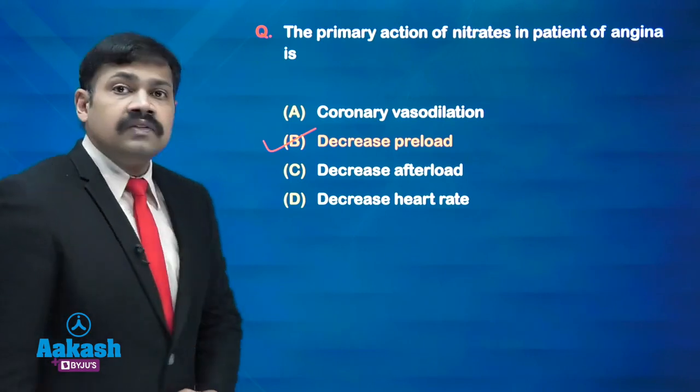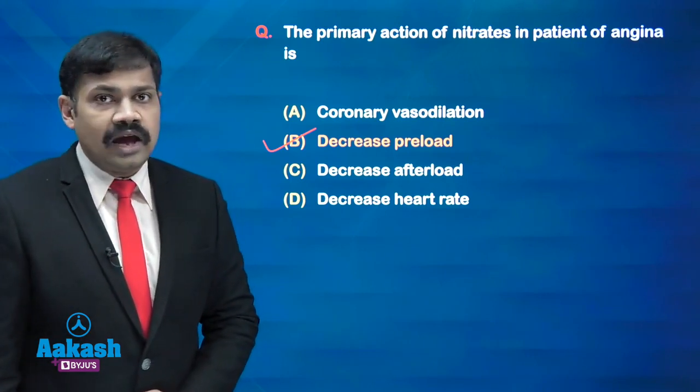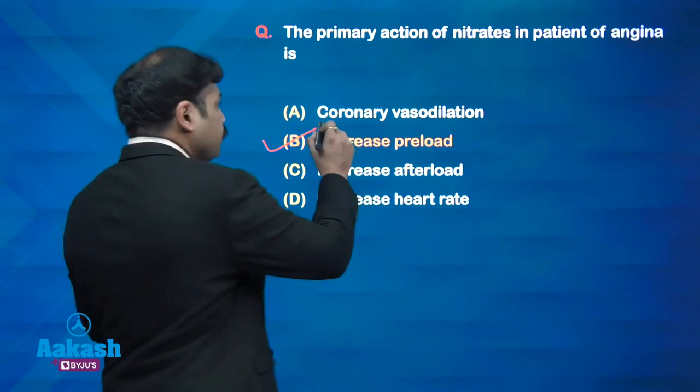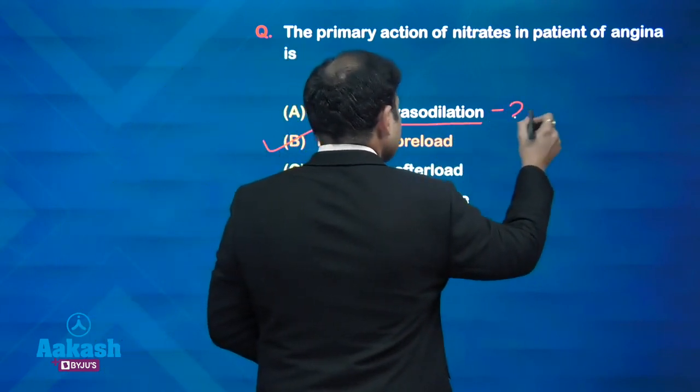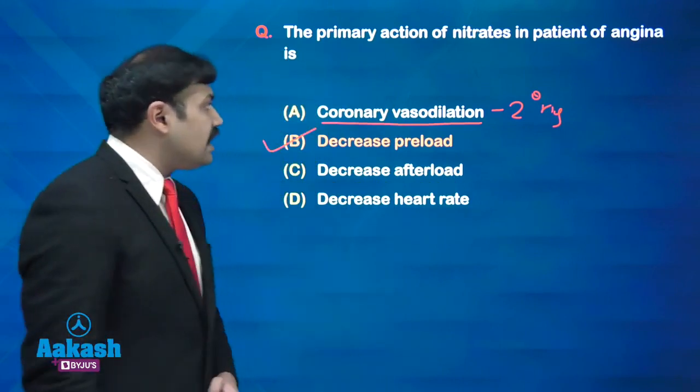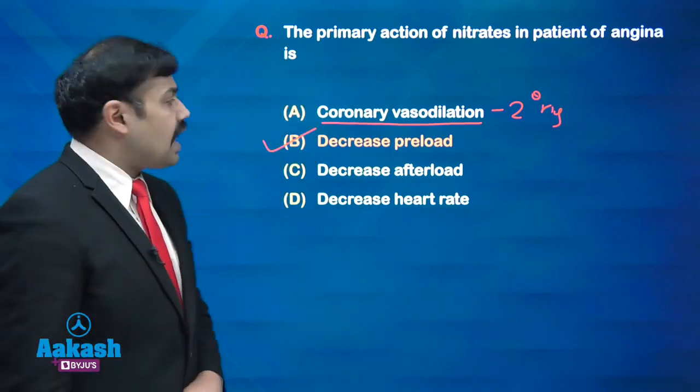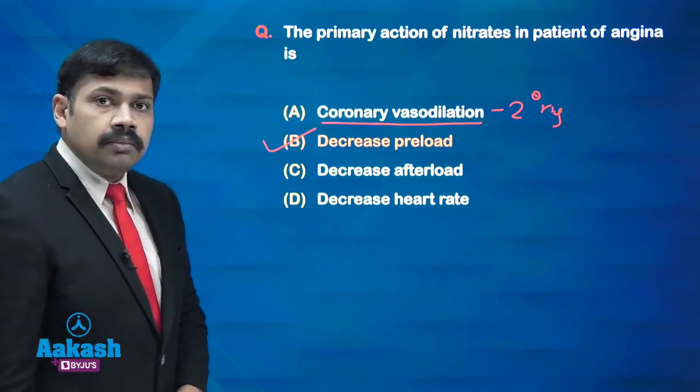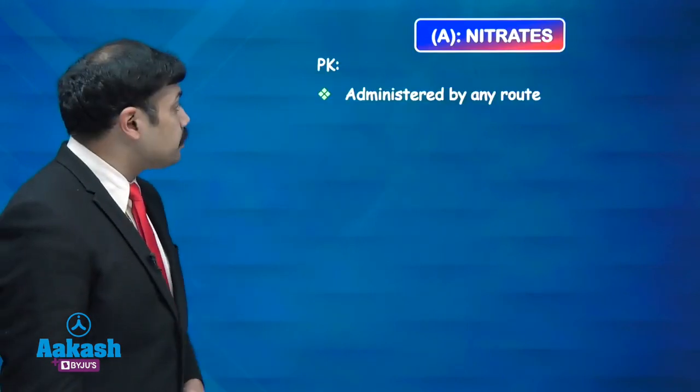Primary mechanism, they cause predominant venodilation and decrease the preload. Of course, coronary vasodilation is a secondary mechanism. Primary is option B.